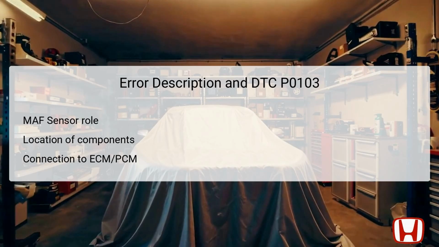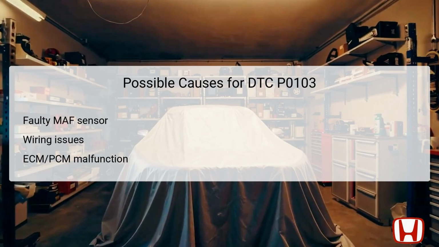The sensor is connected to the ECM/PCM via a 5-pin connector. Understanding the position and wiring of the MAF sensor and its relationship with the ECM/PCM is critical for troubleshooting this DTC effectively. Several factors can contribute to DTC P0103 in the Honda Accord. A faulty MAF sensor is one of the most common causes. When this component fails, it may send incorrect voltage signals to the ECM/PCM, causing high voltage readings.